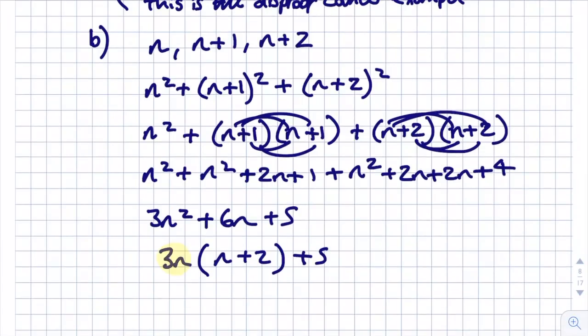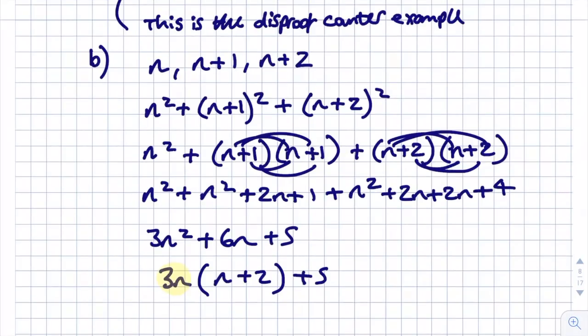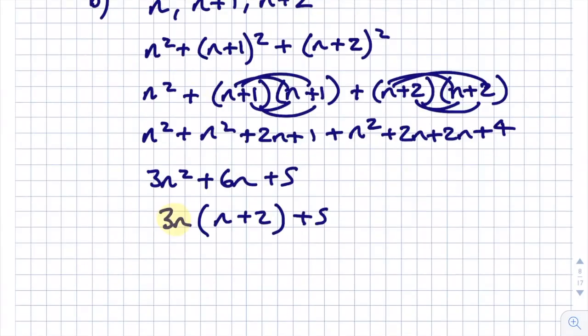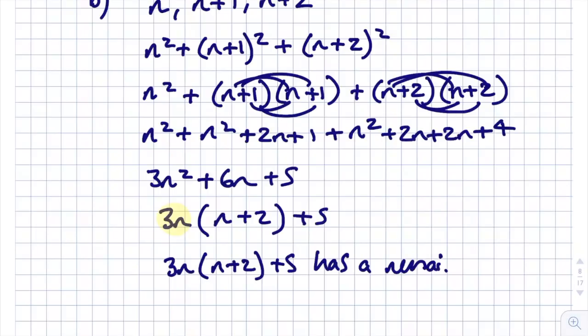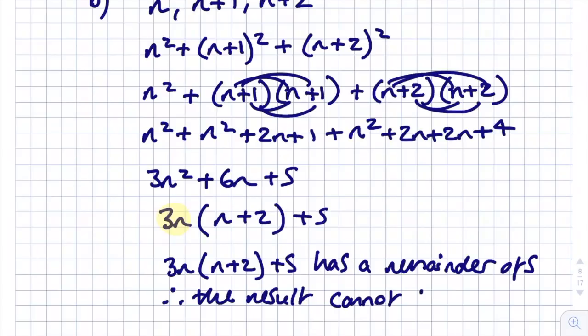Now 3n we know is a multiple of one of our integers, n. And n plus 2 is also a multiple of an integer that we started off with, n plus 2. But then we've got this plus 5 at the end, which means we have a remainder of 5. So what we can say is 3n multiplied by n plus 2, plus 5, has a remainder of 5. Therefore, the result cannot be divided by 3.